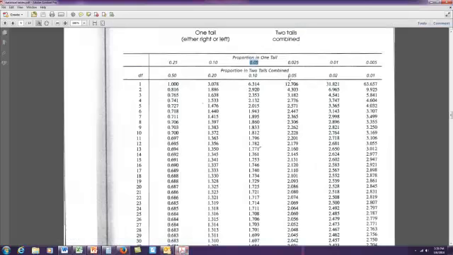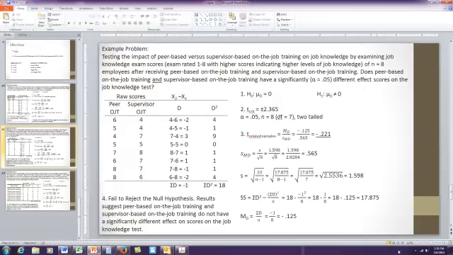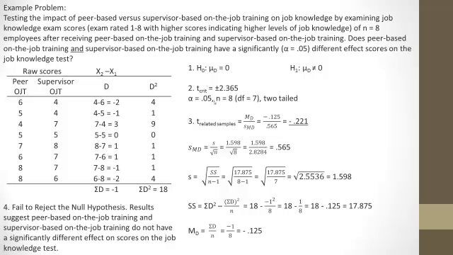Two-tailed test, alpha level of 0.05, degrees of freedom of 7, 2.365 is our critical value. Keep in mind, it's positive or negative 2.365 because it's a two-tailed test, and as long as that mean difference falls outside of this range on either end of the distribution, we'll reject the null and say it's a significant finding.